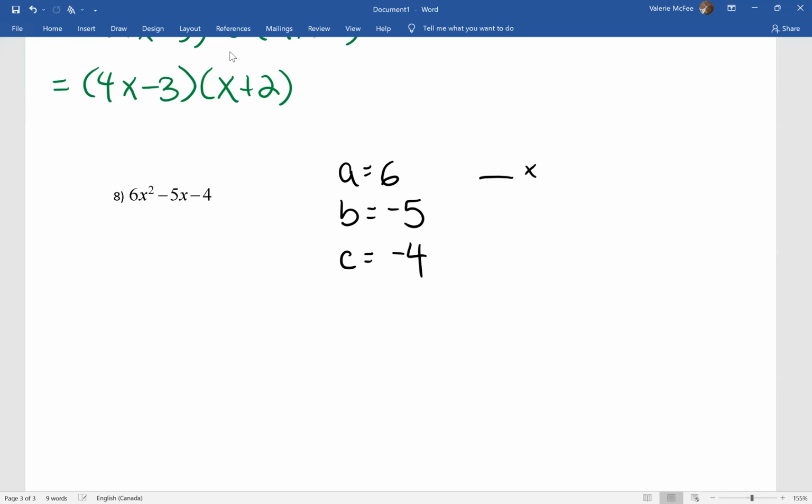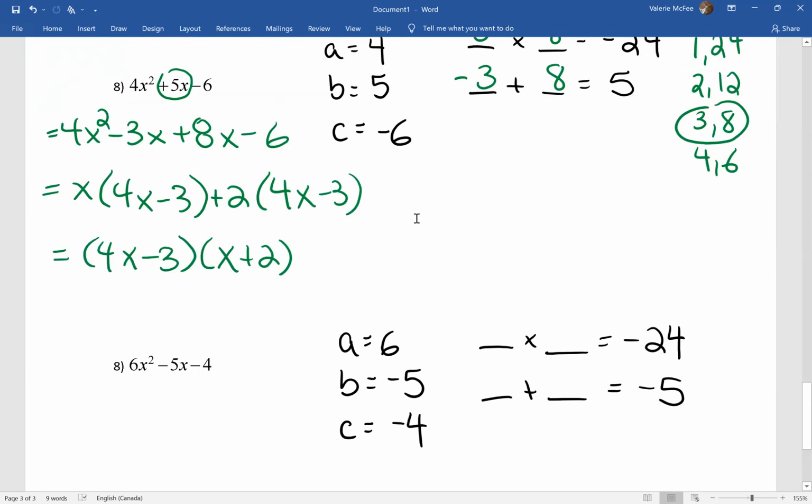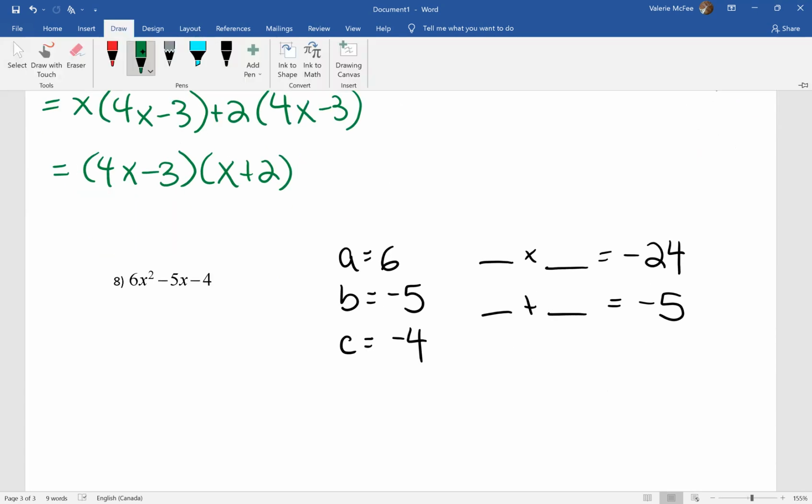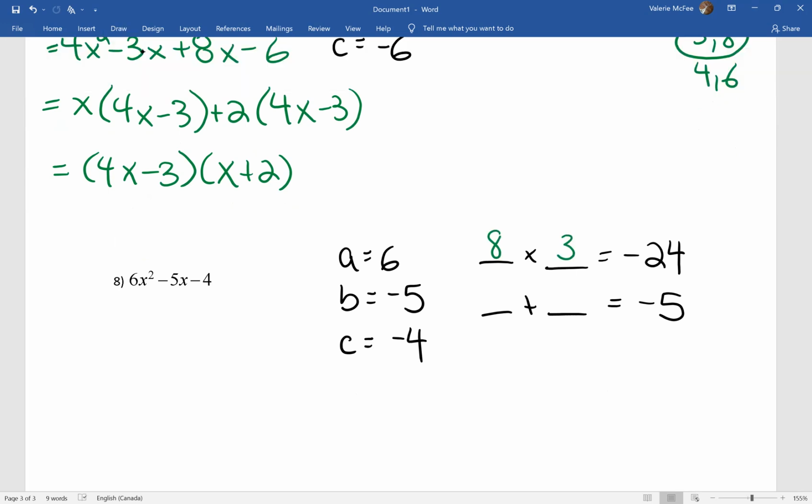And I won't spend a lot of time talking about the process. I'm just going to expect that you've practiced it. Well, I've already factored 24 up above there, didn't I? Yeah. And the same numbers I can use, 8 and 3. But this time I see that 8 has to be negative to give me a negative 5.